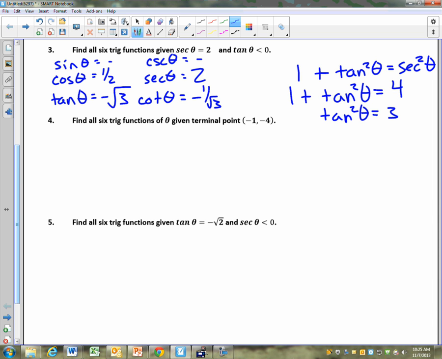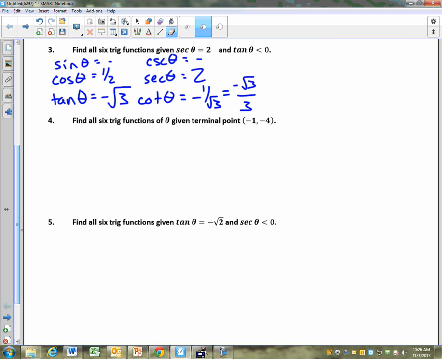Right, so you multiply top and bottom by the square root of 3, and you get negative root of 3 over 3. Very good. Yep. So how do you find sine and cosecant?